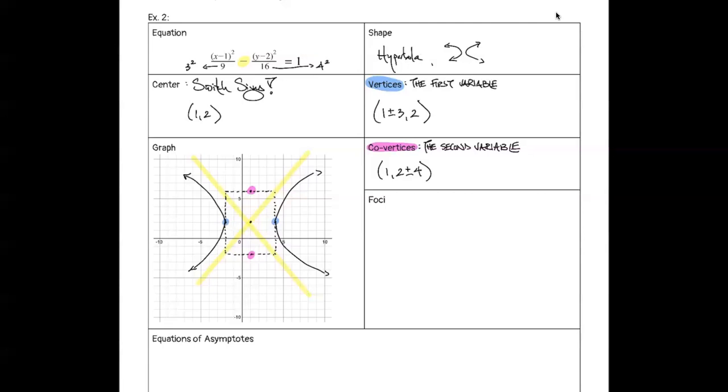So I had a question. What's the purpose, I guess, of the co-vertices other than just the box? They help you figure out where your asymptotes are. Okay. In particular, in this case, they tell you how steep or not steep your asymptote is. Okay, thank you.